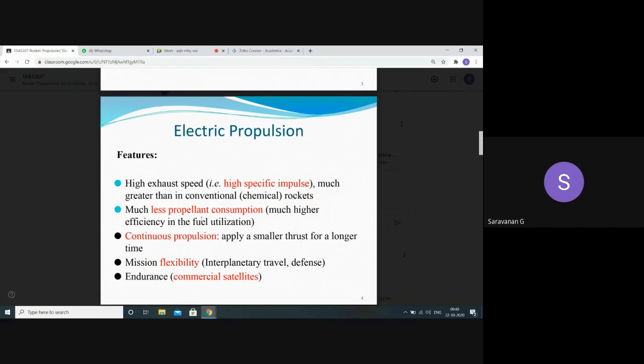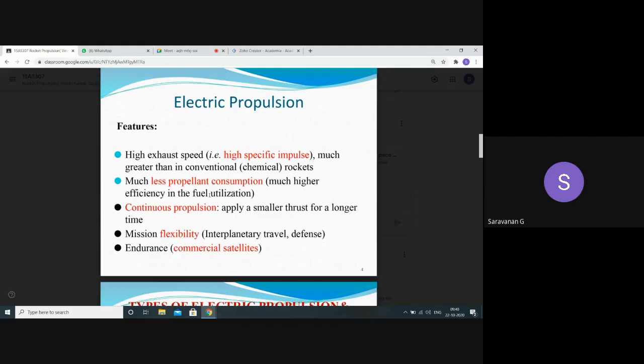Even with a low thrust level of operation, we can achieve this for applications of longer duration or longer-time operations. So it is very flexible for mission flexibility. We can go for interplanetary travel and defense applications. Endurance is high, so we can use it for commercial satellites also. So these are all the major features of electric propulsion systems.